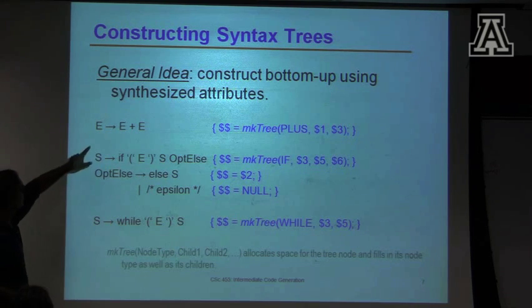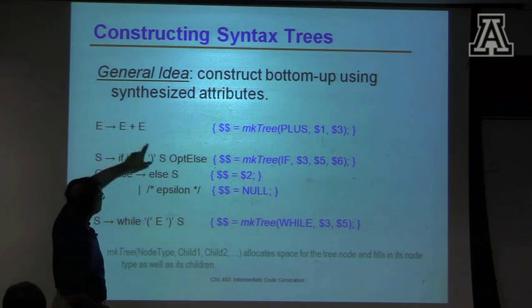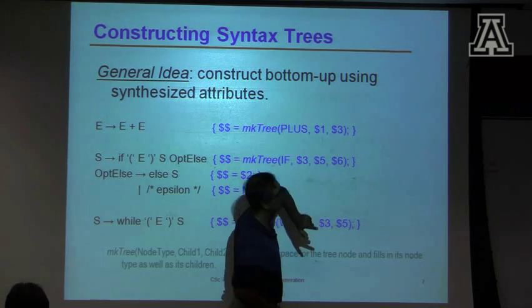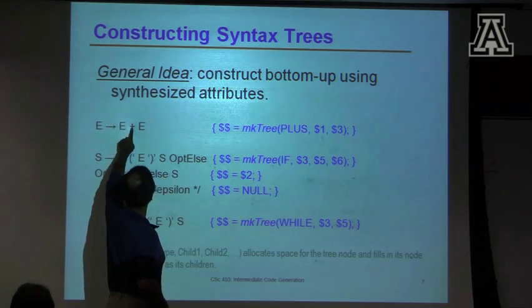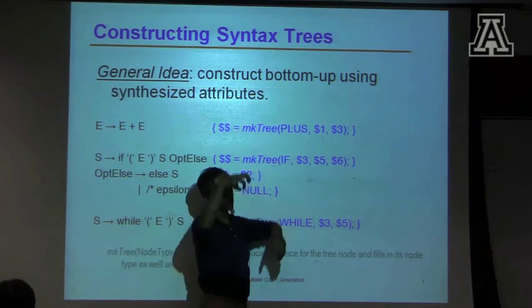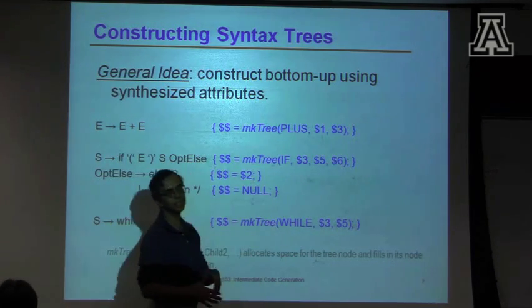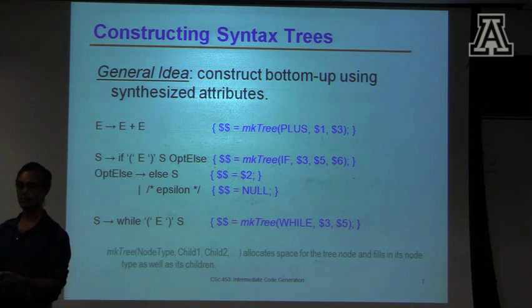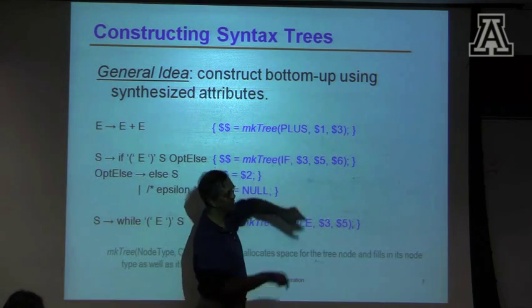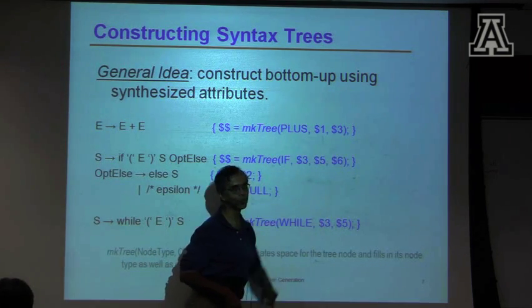So now, an expression, e goes to e plus e, is simply take the two children, $1, $2, $3, so 1 and 3, slap a plus node on top of it. So make tree is a routine that does the obvious stuff, like malloc of a node, set its node type to plus, and set the children to this one and this one.